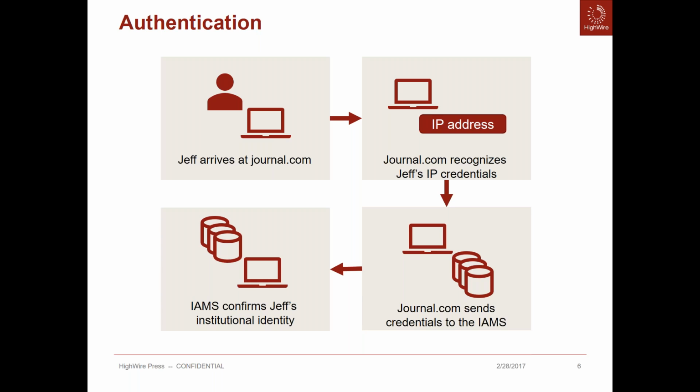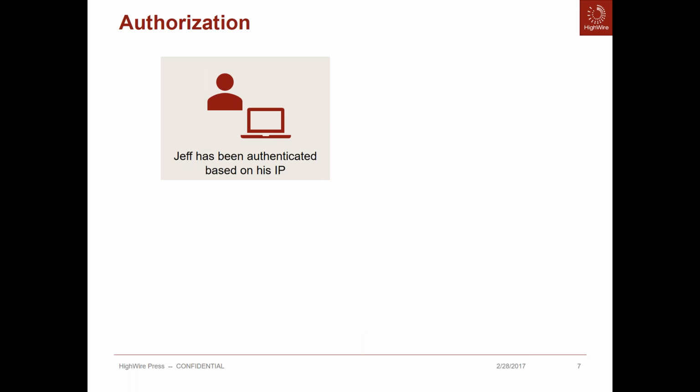The Identity Access Management System then confirms Jeff's institutional identity. Now, this is important because Jeff has arrived at journal.com with IP as his credential, as his authentication identifier, he gets access to that institution's holdings. He doesn't get access to his own stuff. He gets access to the institution's subscriptions. That's it. That's authentication.